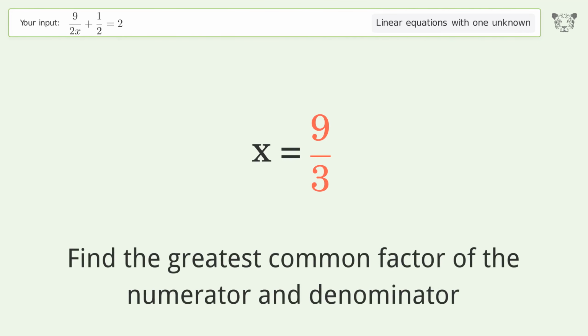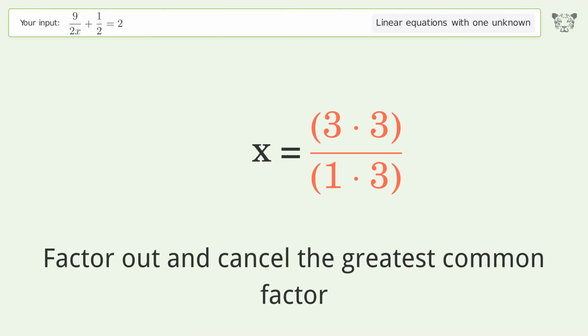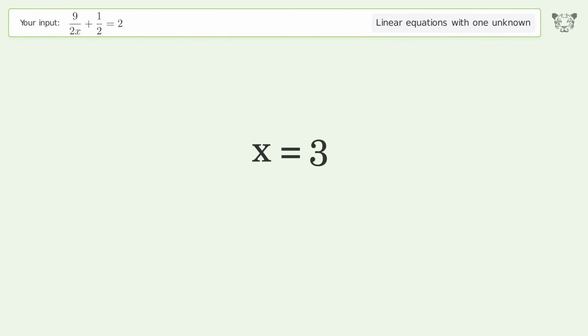Find the greatest common factor of the numerator and denominator. Factor out and cancel the greatest common factor. And so the final result is x equals 3.